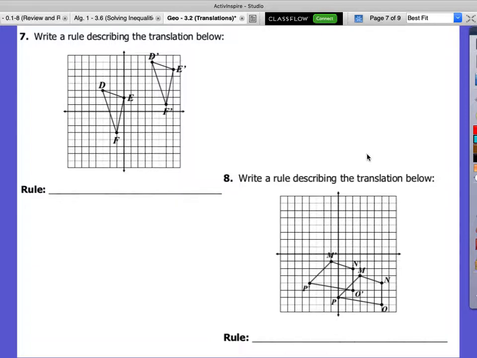Just like how we had our rules on the previous page, we organize them as x comma y yields x plus h comma y plus k.